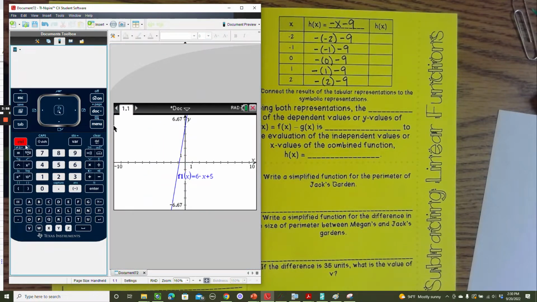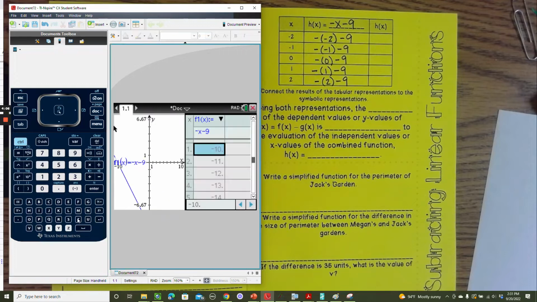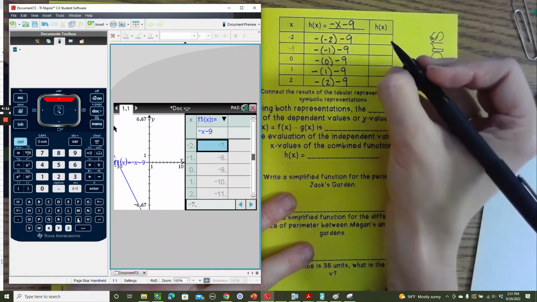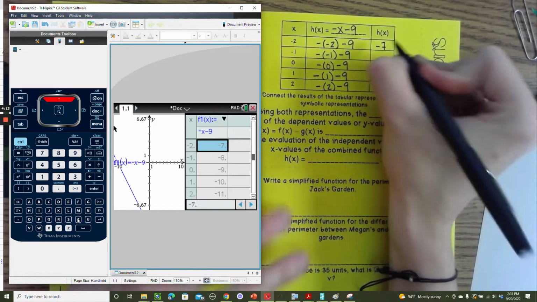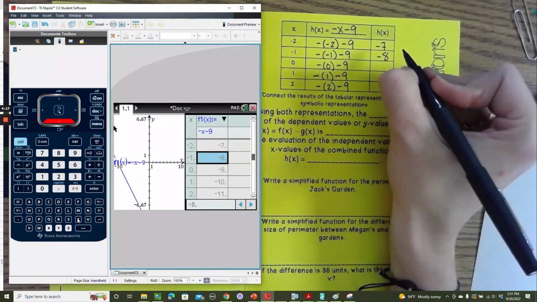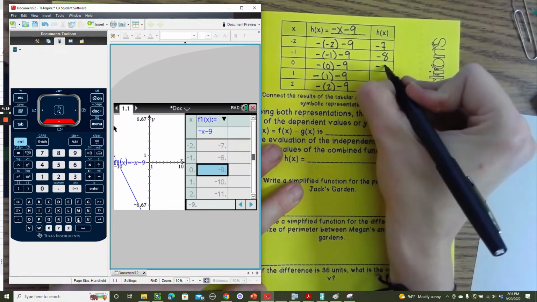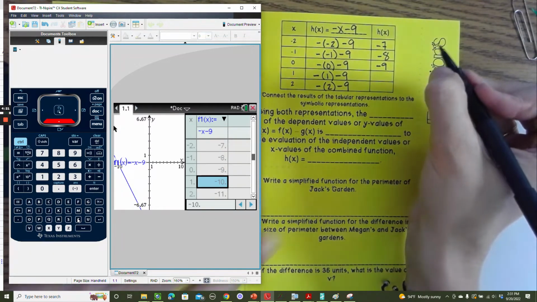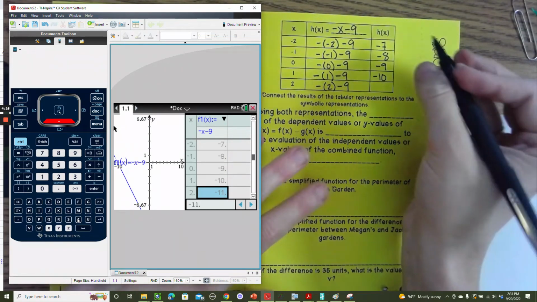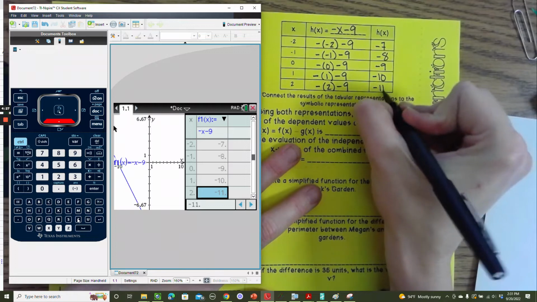Okay? So the other way that I can do this, I could just do the calculations, or I can put the function into my graph. I can do negative x minus 9, and I can bring up the table. So when x is negative 2, h of x is a negative 7. When x is negative 1, h of x is negative 8. When x is 0, h of x is a negative 9. When x is 1, h of x is a negative 10, and when x is 2, h of x is a negative 11.